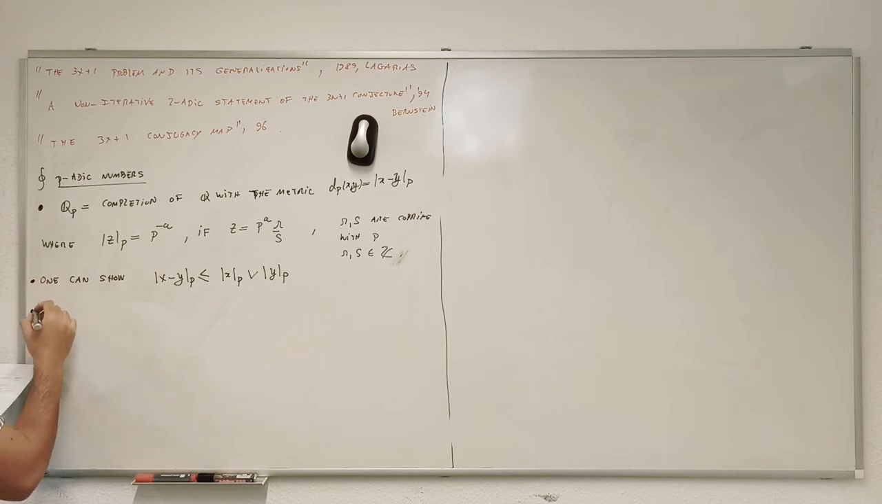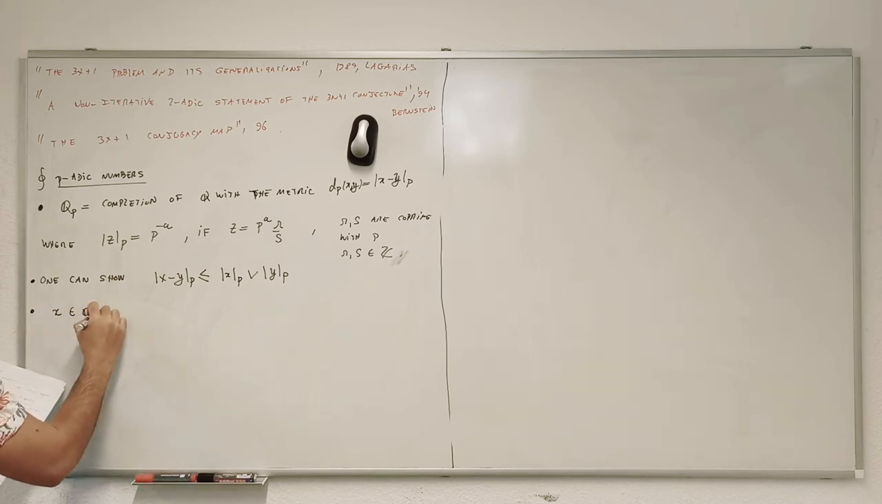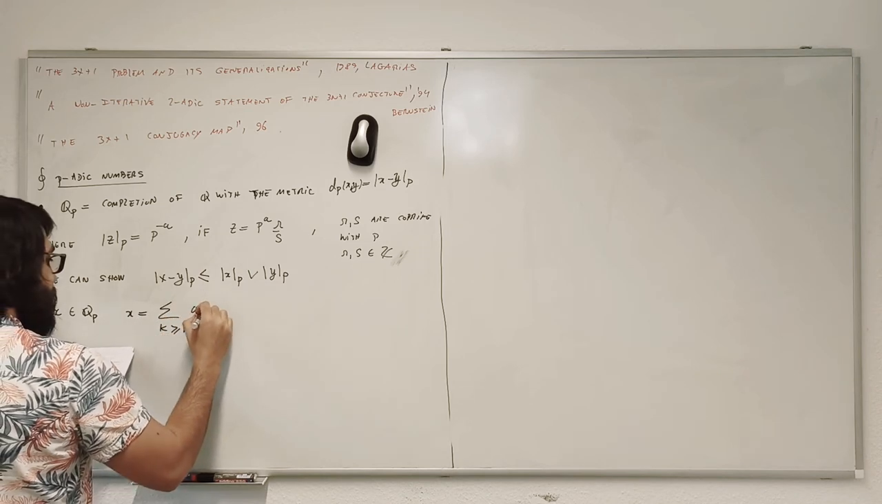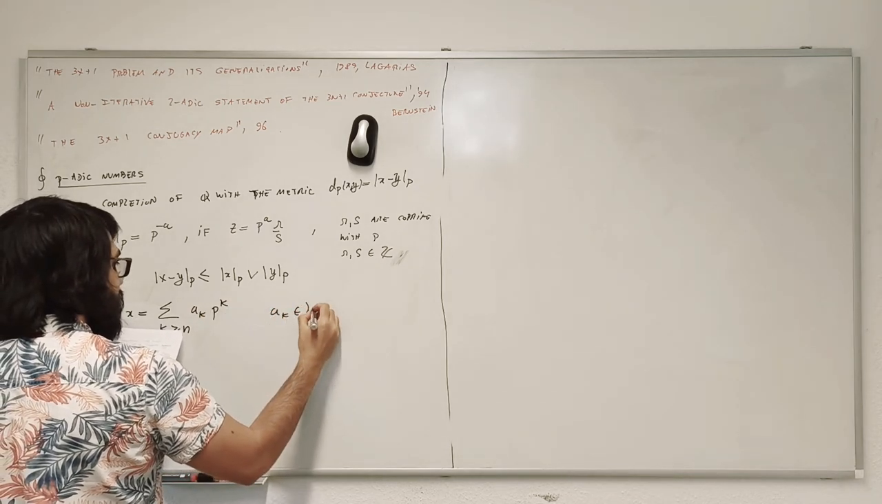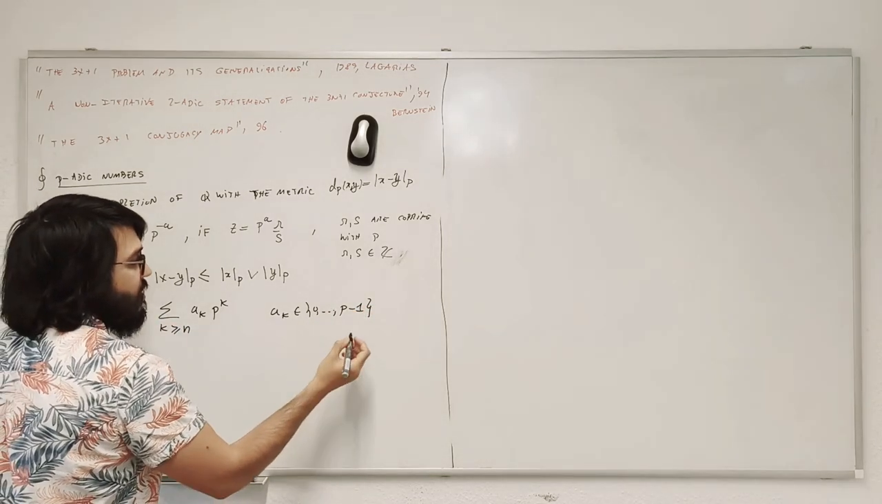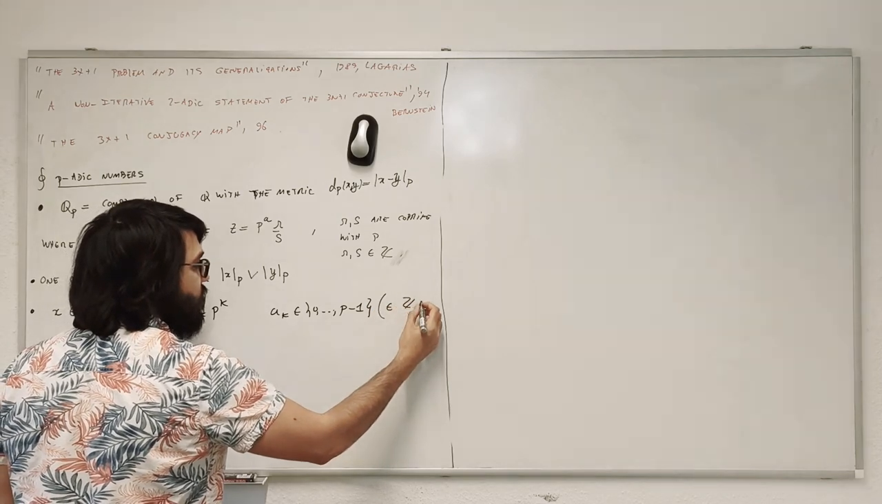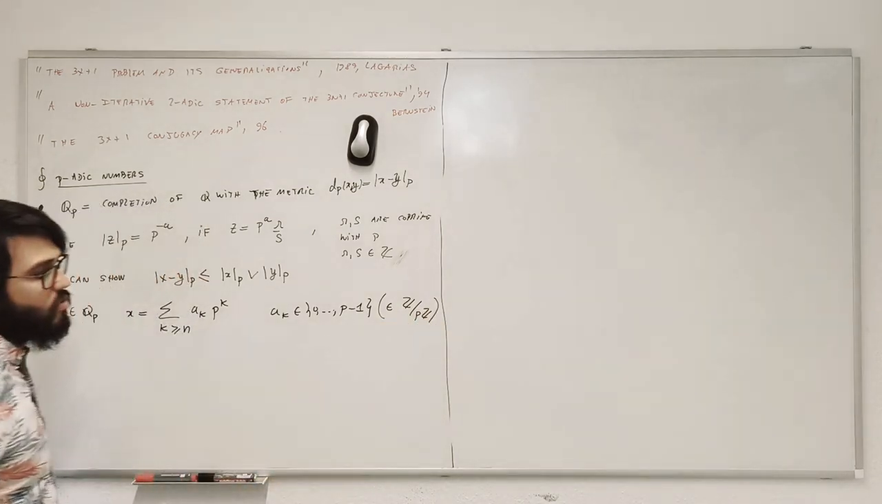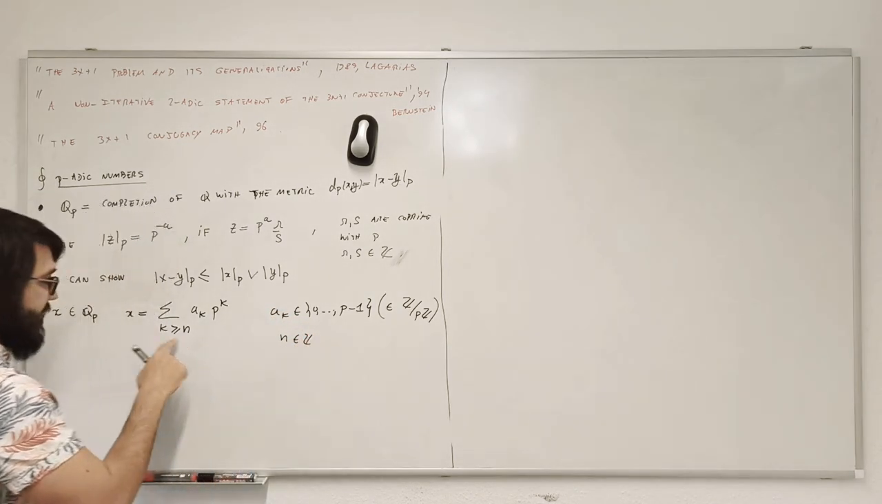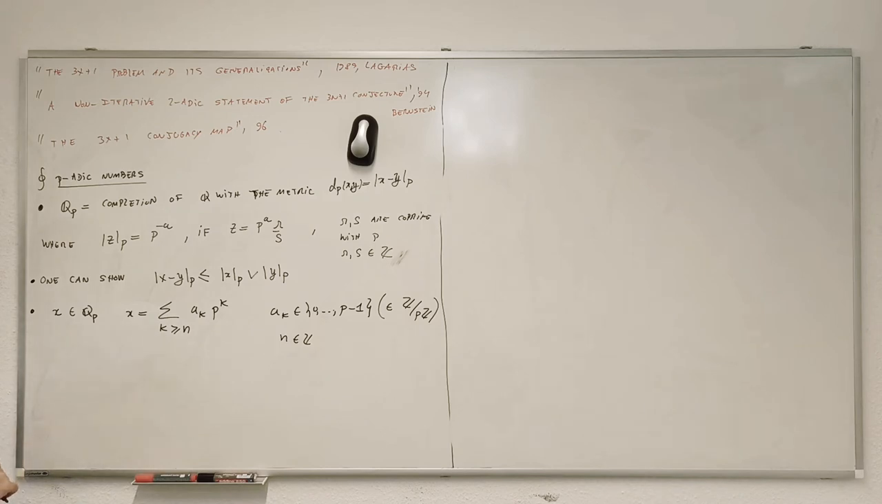Also, one can show that whenever you get an x, you can write this as a kind of power series. Start from some integer n, and these coefficients are just numbers from 0 to p minus 1, or you can also imagine them as belonging to the residue class mod p. And this n here is just some integer, which can be negative. Okay. What else? Yes. So this would be the p-adic numbers.